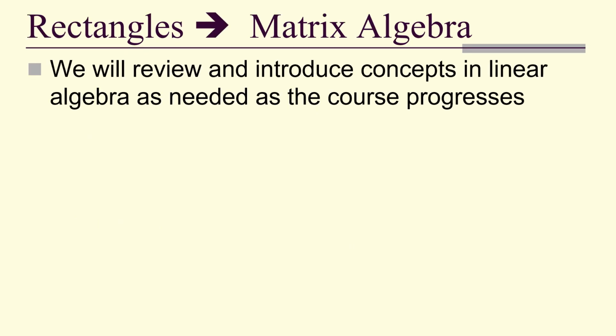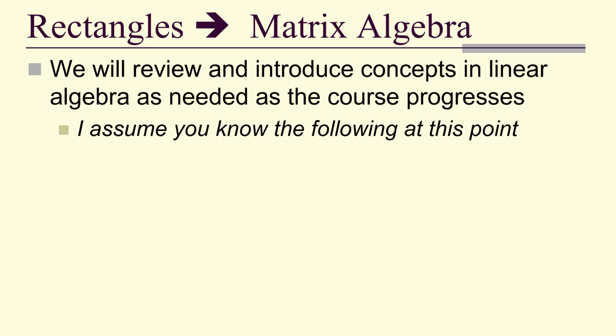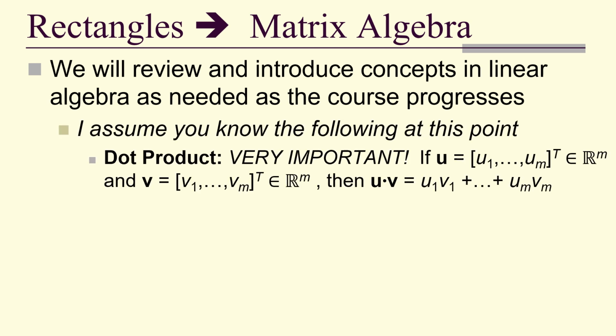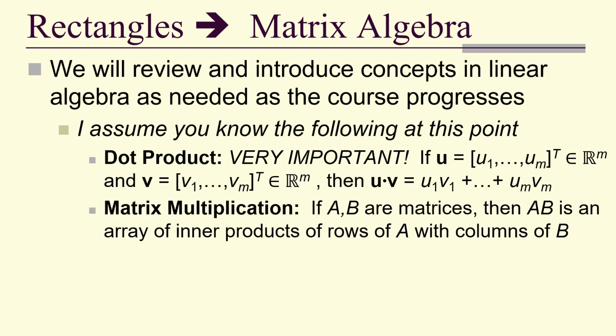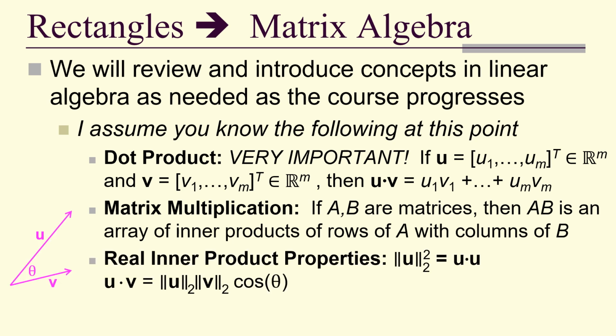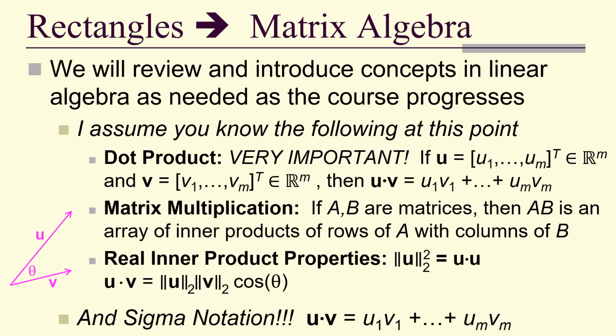So what do I expect you to know? Well, we'll review and introduce concepts in linear algebra as needed, but I do assume you know the dot product and matrix multiplication. So these last two slides should have been review. The real inner product properties: u dot v is equal to norm u norm v cosine theta, and sigma notation, which we also have already seen.